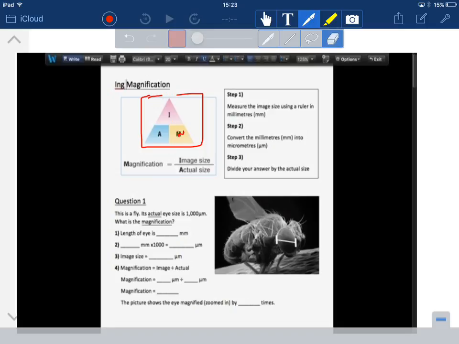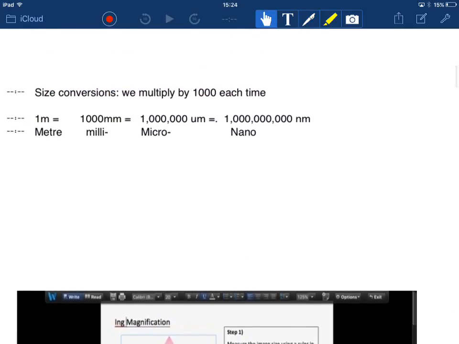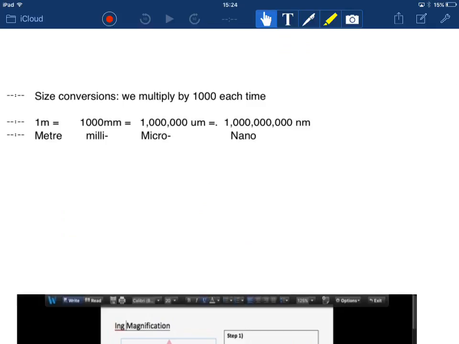So we just have to know how to use this triangle, and then we have to fill in the gaps. The only thing that we need to make sure of is that we get the units of whatever we're measuring at the same level. And I've got here just an introduction into the units. Now these seem really complex, but they're really not.